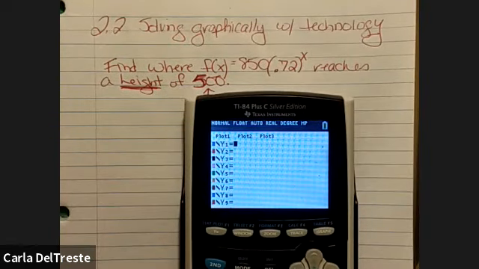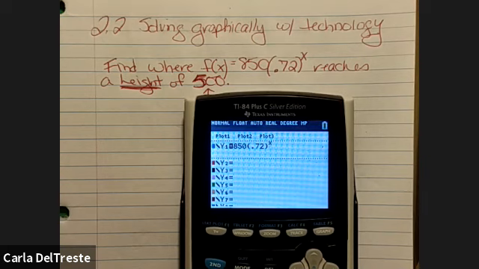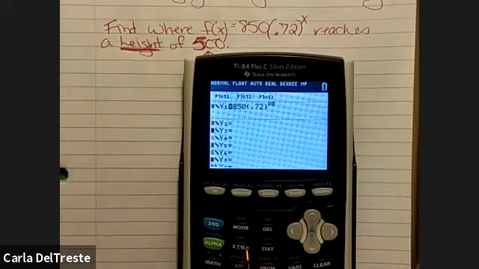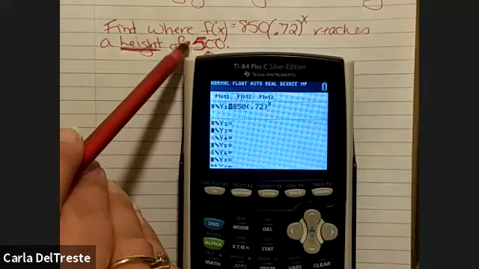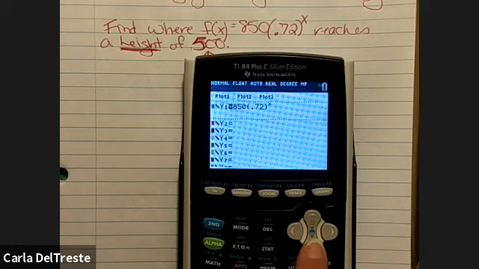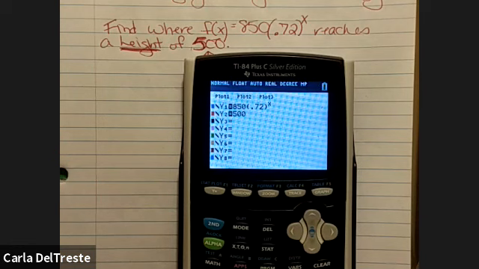We clear out what we had there, and we're going to type 850 parentheses 0.72 raised to the x. And remember, your variable button is this X,T,theta,n. But not only do I want to graph that, I also want to know when a y value of 500 comes up. So in y2, I'm going to put that other y value. I want to see where the boundary is going to hit 500. Now I have to think about my window.